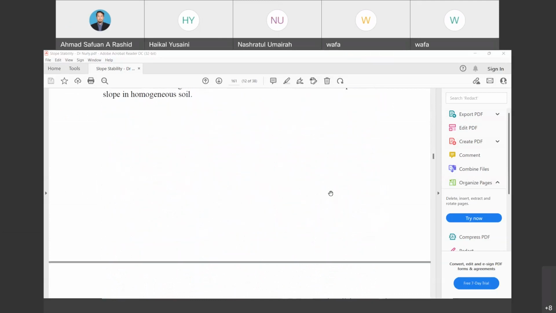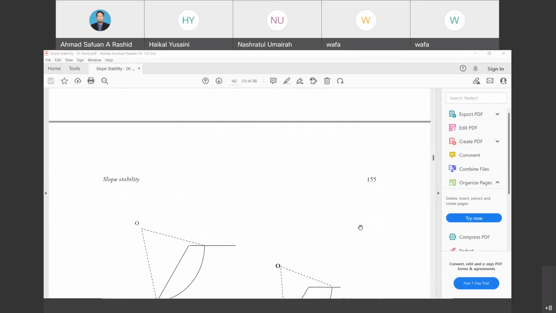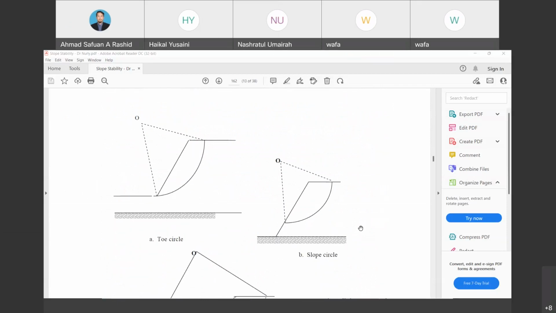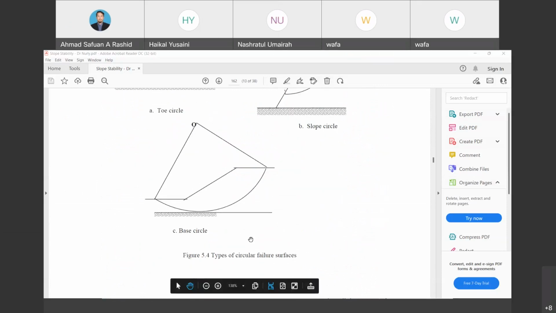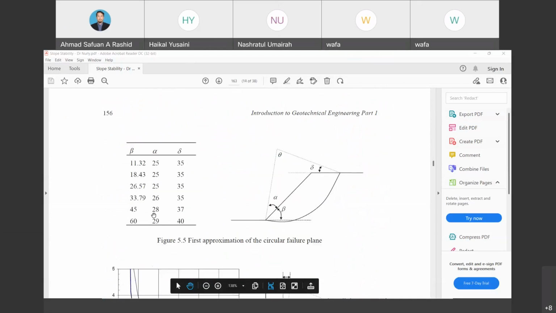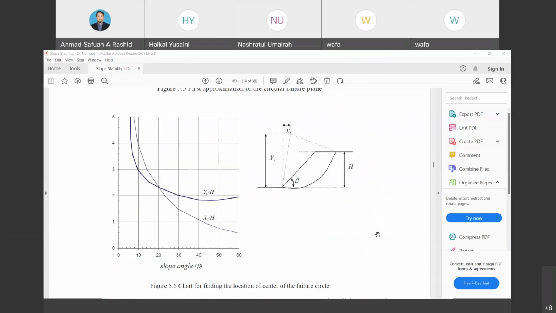You can look on page 155 in Dr. Noli Gofar's reference book. So this is the type of failure that I have mentioned previously, where we have toe circle, slope circle, base circle. The first one that we have discussed previously is this kind of approach. There will be another one, which I guess is much easier to use.